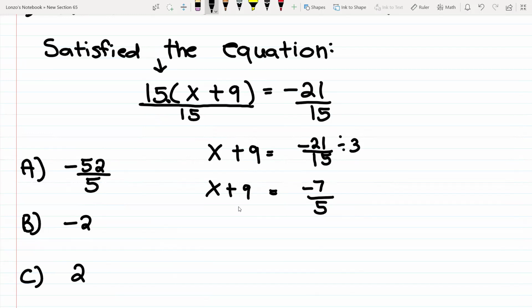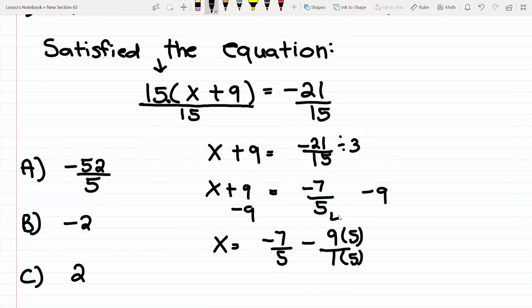Then solve for x, so you're going to subtract 9 from both sides. And you get -7/5 minus 9, or 9 over 1. And if you recall, what do you need to simplify fractions? You need a common denominator. So my common denominator is 5, so you're going to multiply by 5.